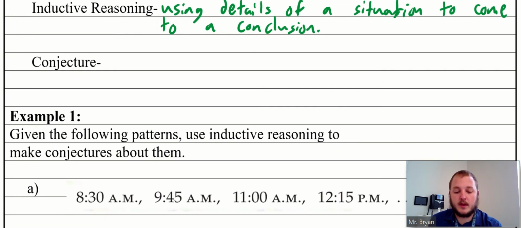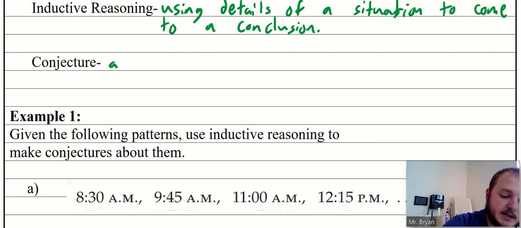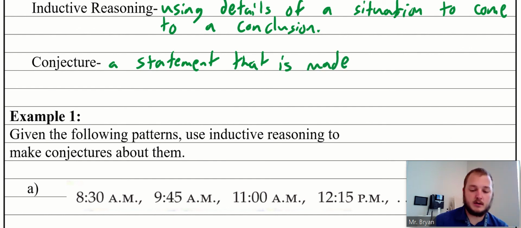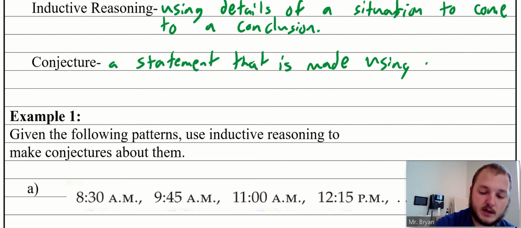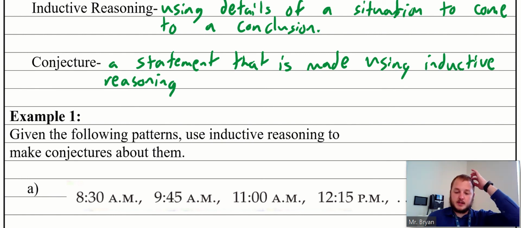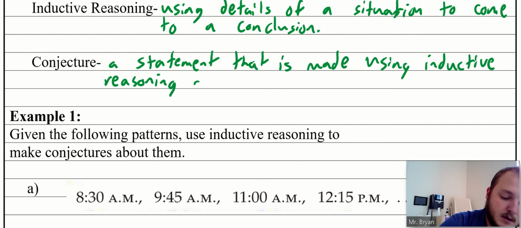Next thing here, going along with that, is a conjecture. A conjecture is this. It is a statement that is made using inductive reasoning about a pattern.